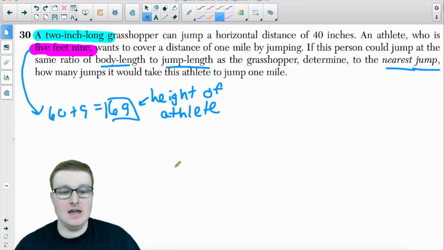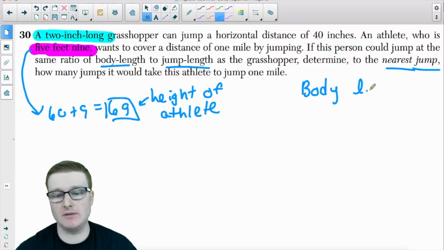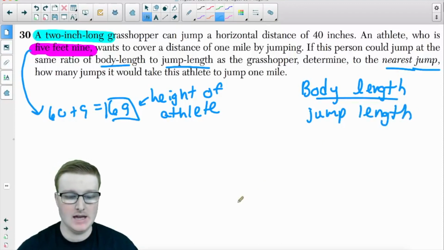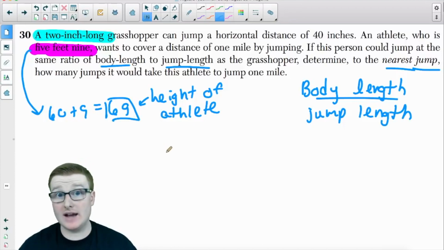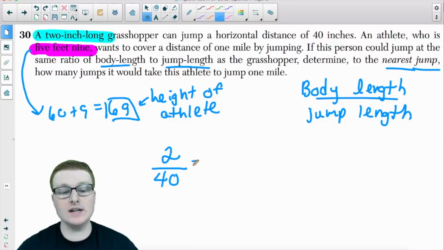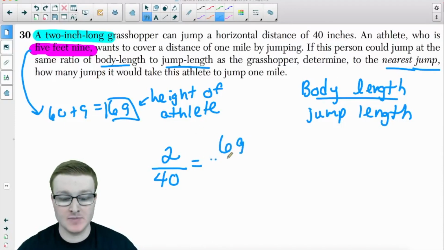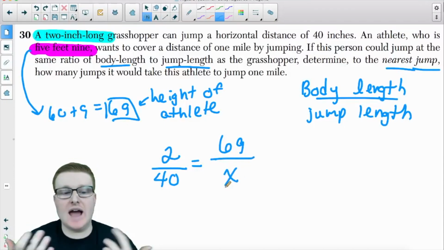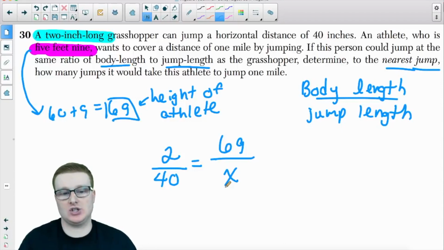We got that down. Now, it says the ratio of body length to jump length. Okay, so the grasshopper is 2 inches long, so the body length of the grasshopper is 2 inches. Its jump length is 40 inches. We're going to set that equal to the body length of the athlete, which is 69 inches, over the jump length, which is X. We don't know how far the athlete jumps, so you have to set up a proportion to get this question right.